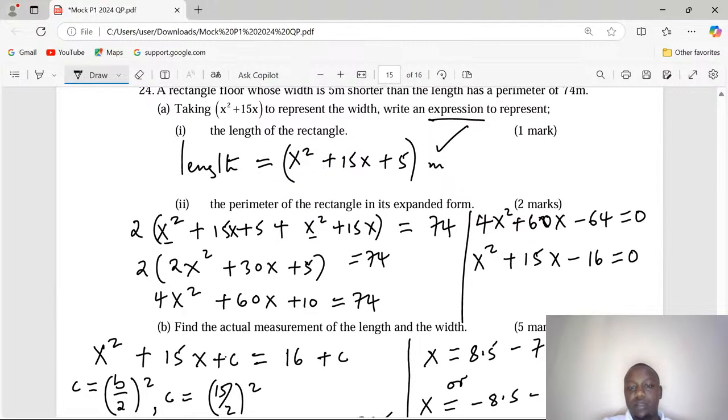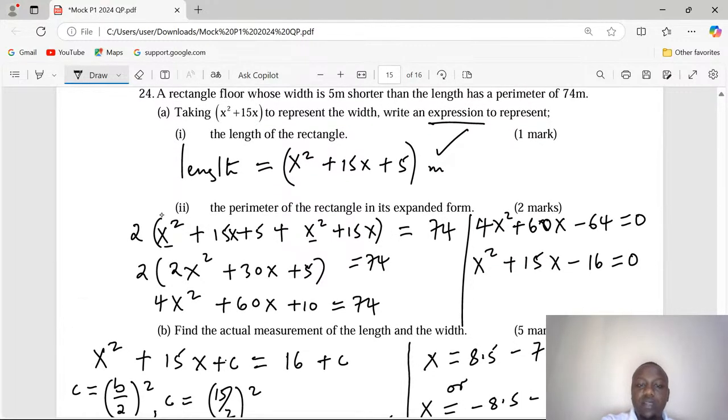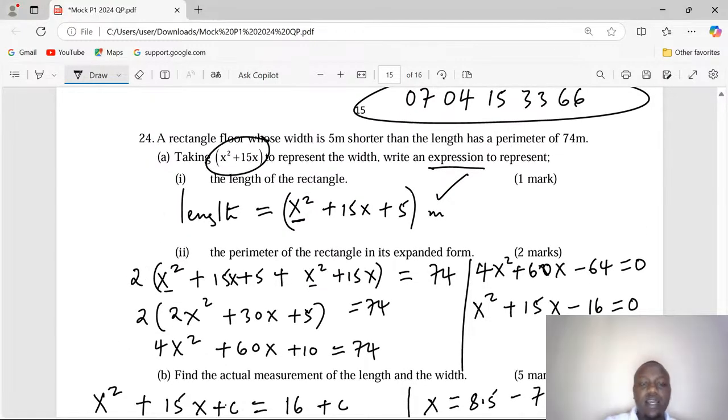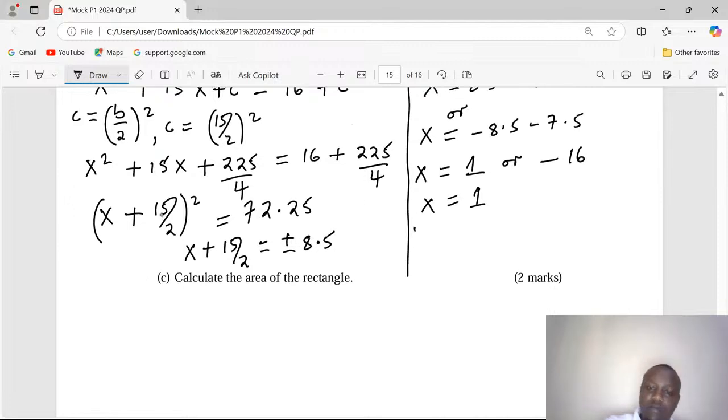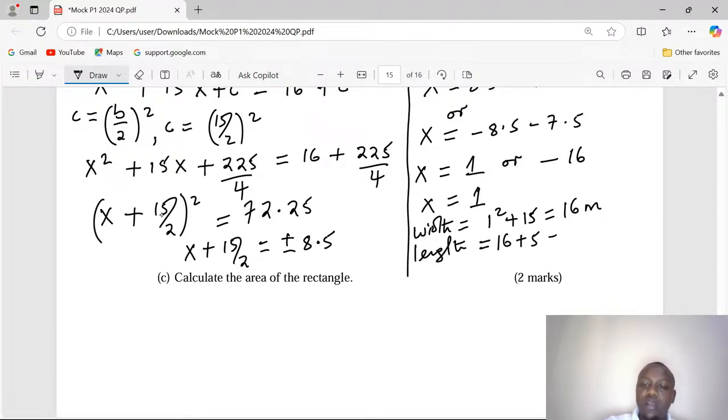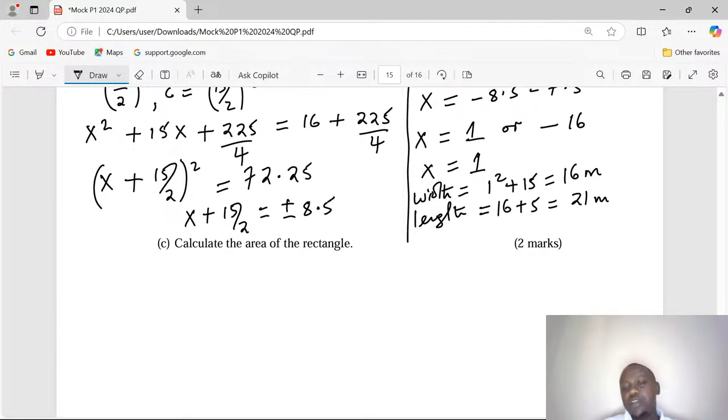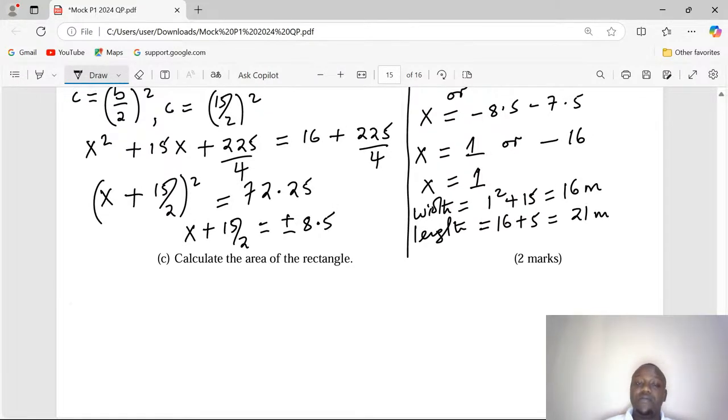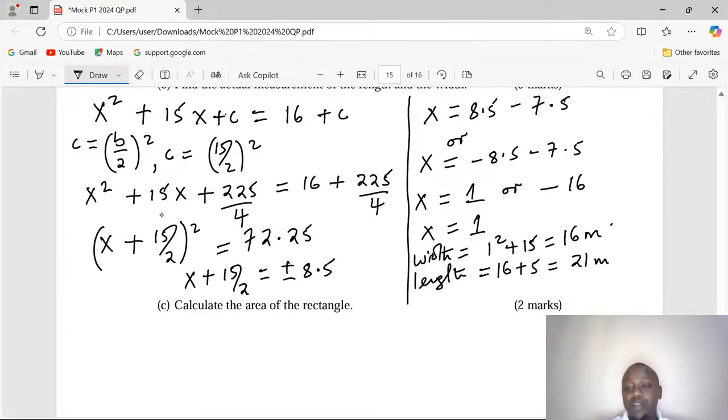Let's check. What if we say that the width, which has been given here, is x squared plus 15, which is 16 meters. And the length, which is 5 meters longer, will be 16 plus 5, which is 21 meters. What if we use negative 16? So these are the dimensions.